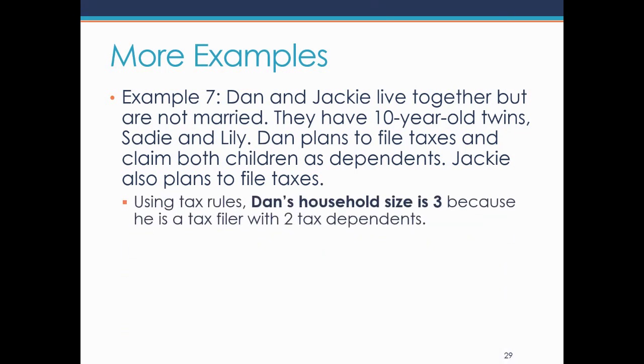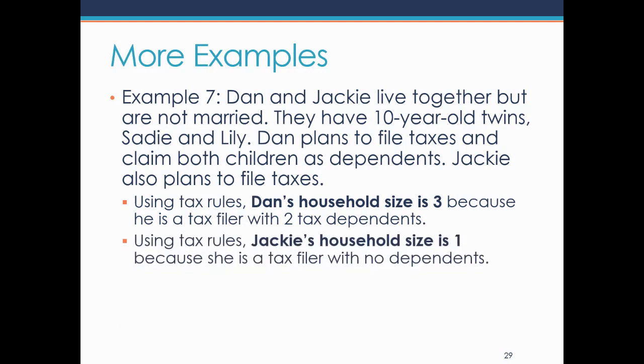Using tax rules, Dan's household size is 3 because he's a tax filer with 2 tax dependents. Starting at the top of your handout, is Dan filing taxes? Yes. Is he being claimed by anyone else as a tax dependent? No. So tax filing rules are used, and we include Dan, his spouse, if living in the home or filing jointly, and he's not married, and all of his tax dependents, and he's claiming both children. So his household size is 3.